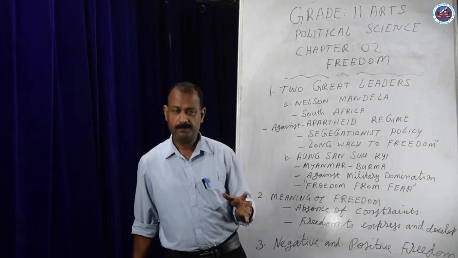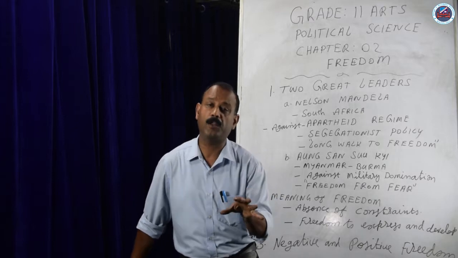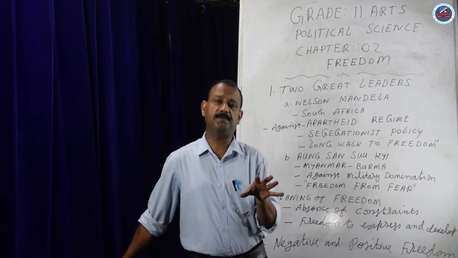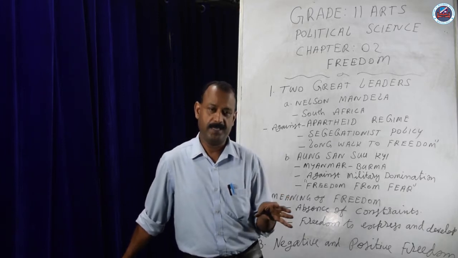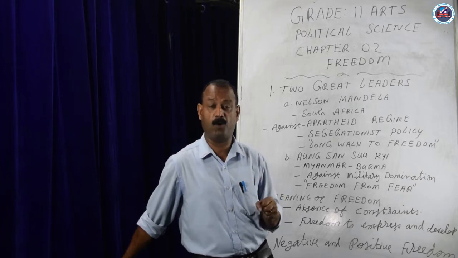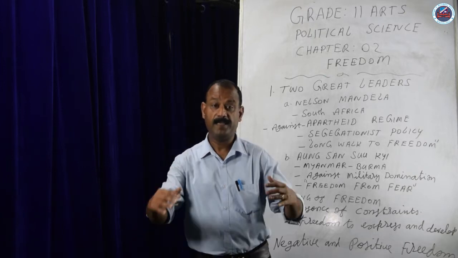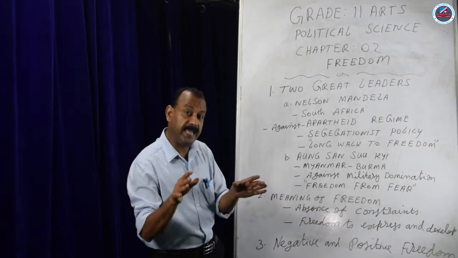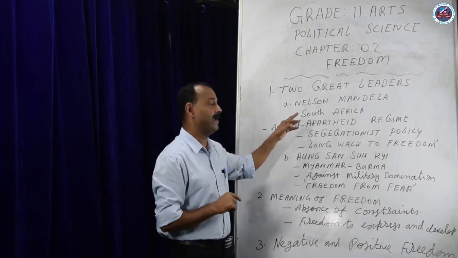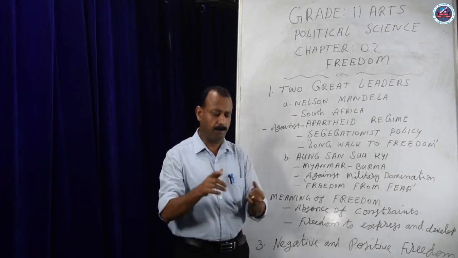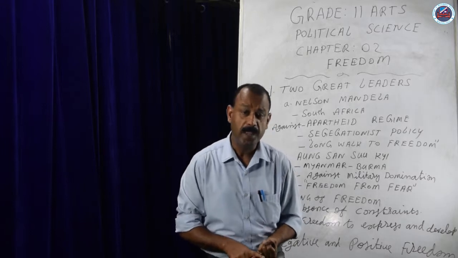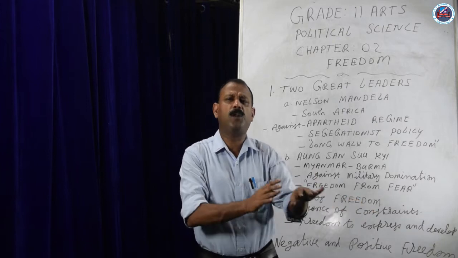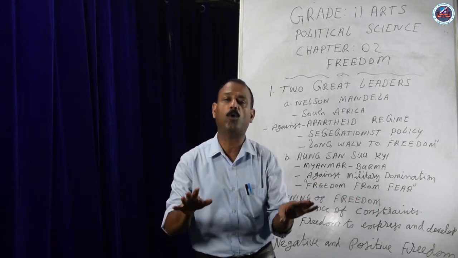You know very well, South Africa was a colony of the British, and the British considered themselves as superior. They followed the white man's policy. They thought that the white race is superior to the black race, and they dominated the blacks in South Africa. The blacks were not given the right to vote. They were not even allowed to go to the schools. They were not allowed to live along with the white people. You know, they were humiliated in their own land.